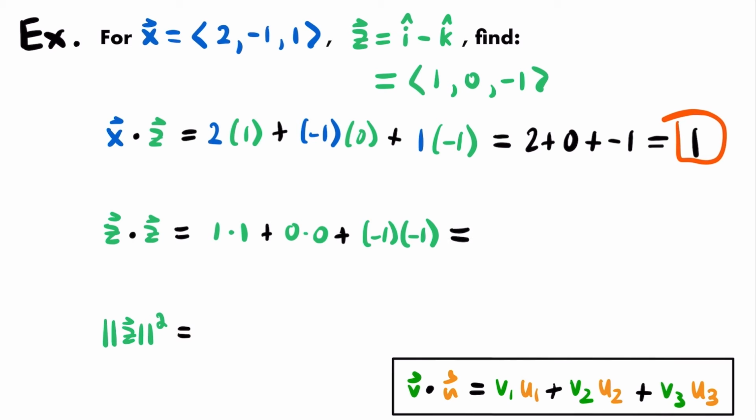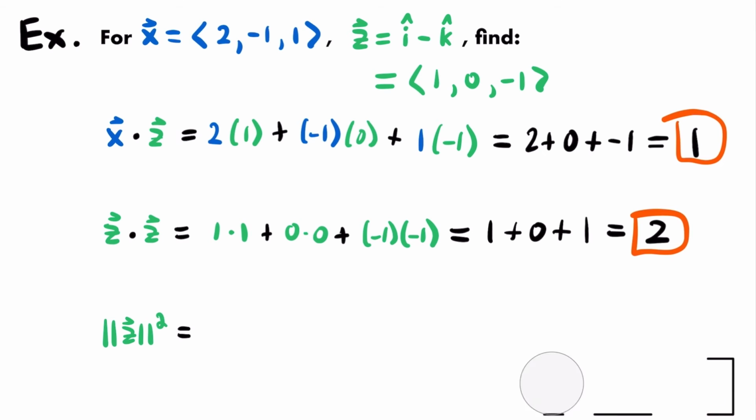And so if we simplify, 1 times 1 is 1. So we have 1 plus 0 times 0, which is 0. So we have 1 plus 0 plus -1 times -1, which is +1. So we have 1 plus 0 plus 1, which is equal to 2. All right, and so 2 is the result of the dot product of vector z with itself.